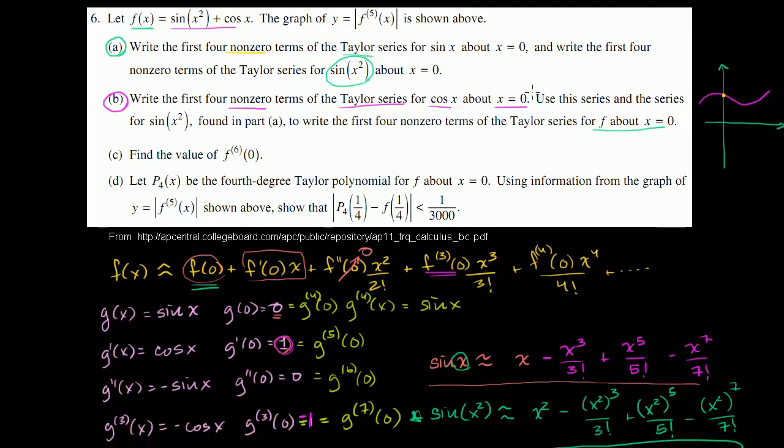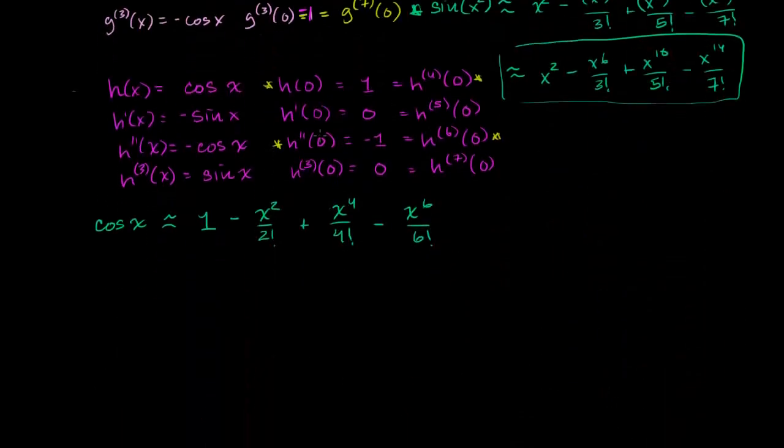So where's our function again? So our function is sine of x squared plus cosine of x. Let me rewrite that. So f of x is equal to sine of x squared plus cosine of x. So let's write the first four non-zero terms. And you want to start with the lowest degree. So you could say that f of x is going to be approximately equal to, because we're just approximating it with this polynomial right over here.